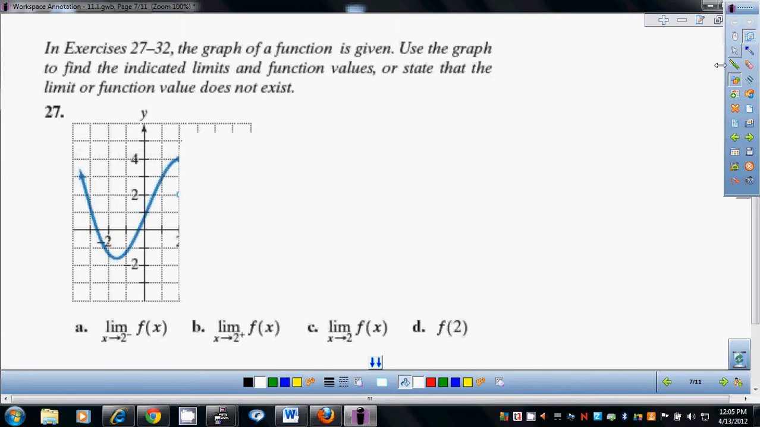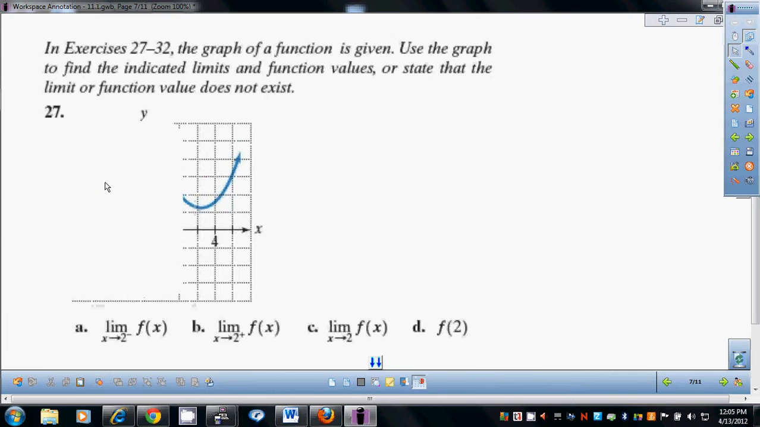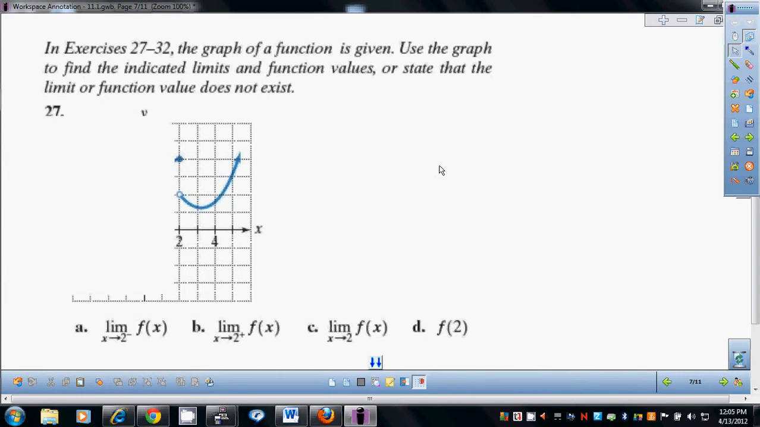Now the next one had a plus sign after it. It stands for the right-hand side. So we cover up everything to the right of 2. Well, it's a little harder to do. There we go. Everything to the right of 2.